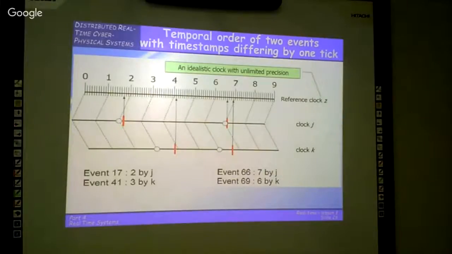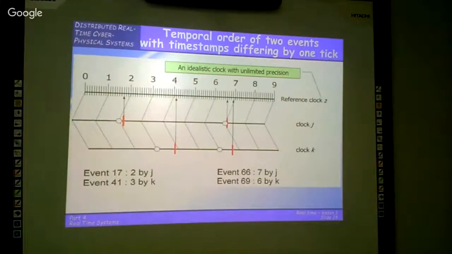Examples. If I have events which differ by one tick, I cannot say much. Here we have the event, it happens at instant 17 of Z and is measured 2 by clock J. You see, J already had his tick here because he's a bit ahead. So event 17 is timestamped 2 by J. Event 41 here is measured 3 by K. K is slower than Z.